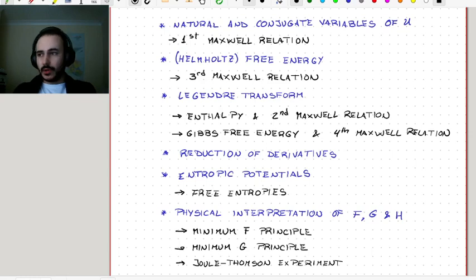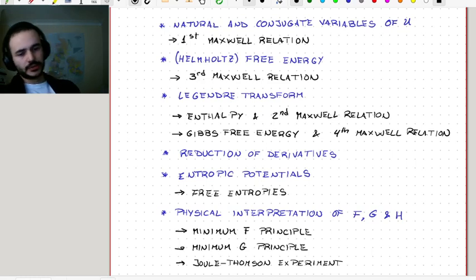And to close the chapter, because I don't want to leave it so mathematical, I want to try to connect these mathematical definitions to physics. So in which situations does it make sense to think about the Helmholtz free energy, or the Gibbs potential, or the enthalpy? Okay, so we are going to look specifically at isothermal processes, or rather processes in contact with a heat source. That's when the Helmholtz free energy F becomes important.